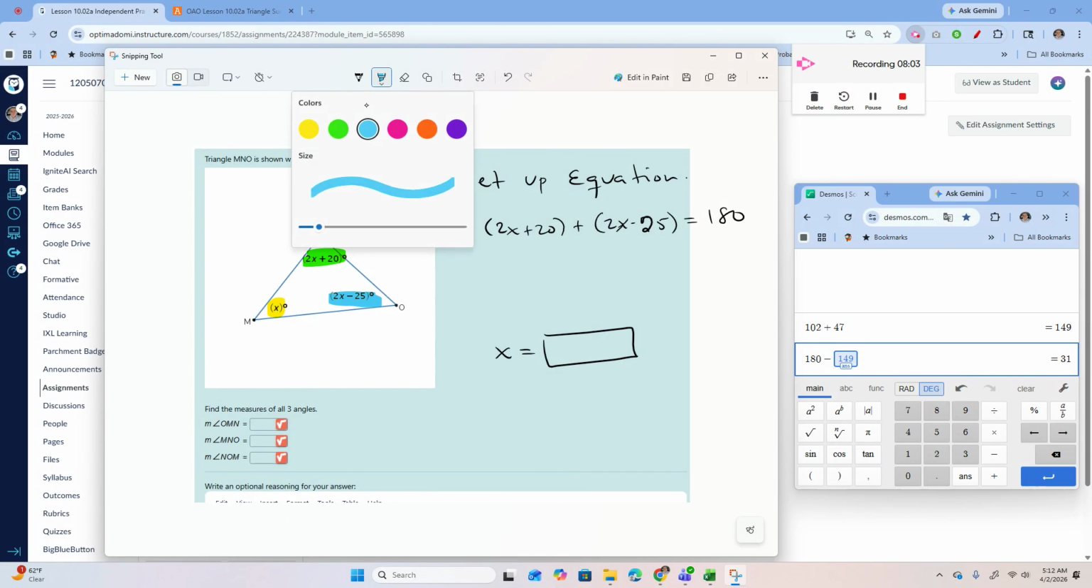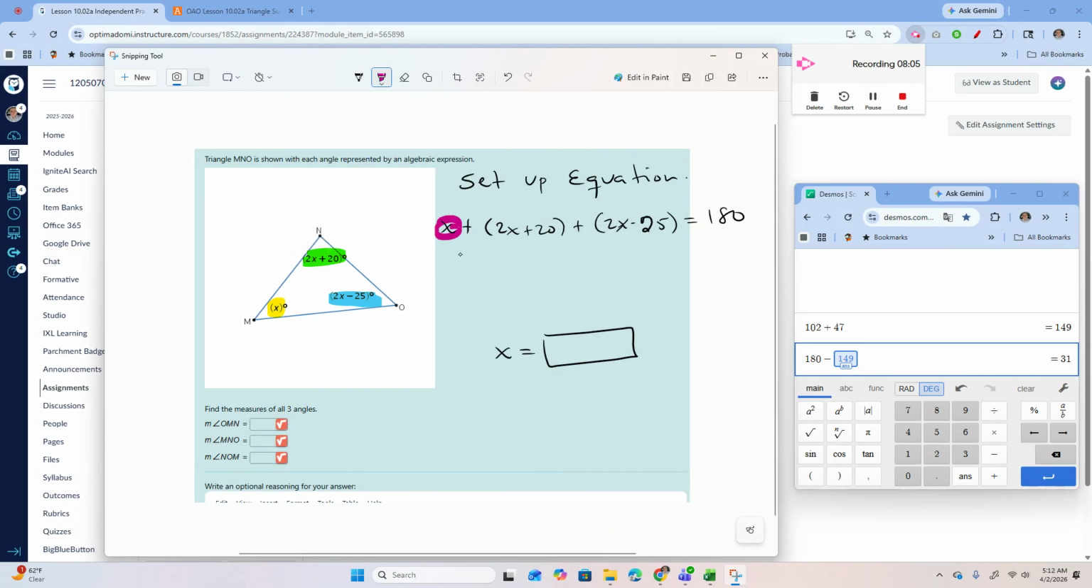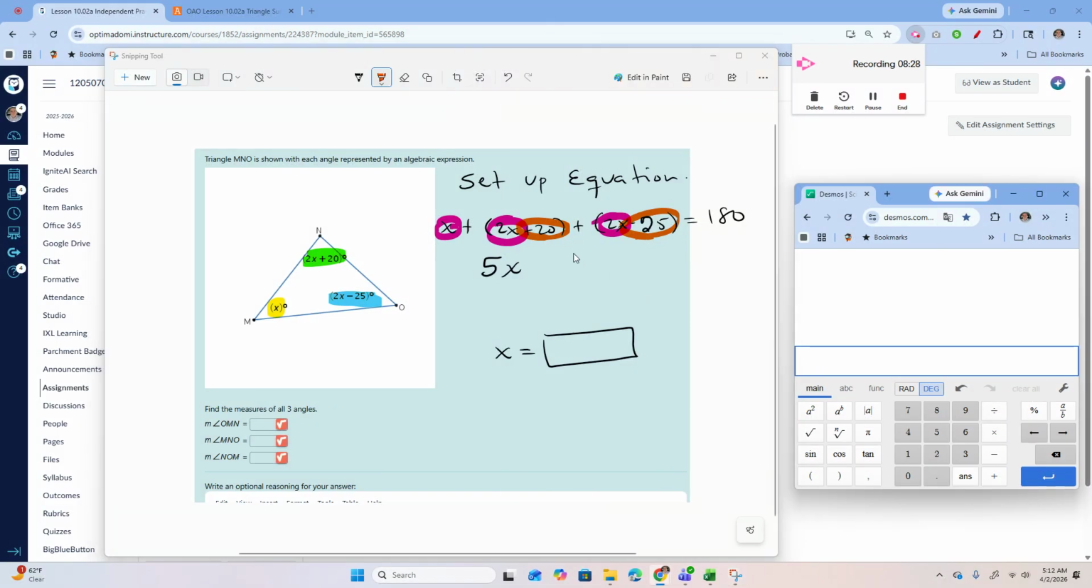Now we're going to add the x's. Let's add all the x's. So I'm going to add this x with this x with this x. x plus 2x, that's 3x. 3x plus 2x, that's 5x. Now I'm going to add the numbers. So I'm going to add the 20, the minus 25. Okay, so using your calculator, I'm going to take the 20 and I'm going to add negative 25. And you can see I got minus 5. So I'm going to put here minus 5. And all of that's still equal to the 180.